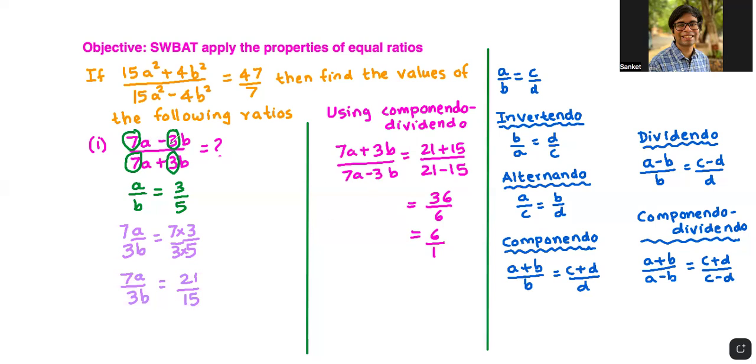But I need to find (7a − 3b) upon (7a + 3b). So I need to use invertendo so that I can get the denominator at the top. So using invertendo, I get (7a − 3b) upon (7a + 3b) is equal to, even this side gets flipped, 1 upon 6. So this is my answer. Let's do one more problem.